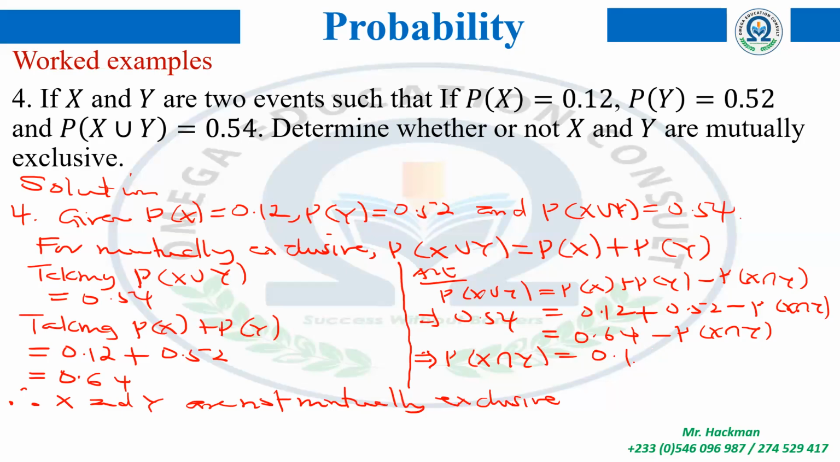So your intersection didn't give you 0. So I write therefore, again, X and Y are not mutually exclusive. Is that clear? Since P of X intersection Y is not equal to 0. Is my point well made? Yes. Okay, so that's also another way. So whichever method sits well with you, you try and adapt. All correct?